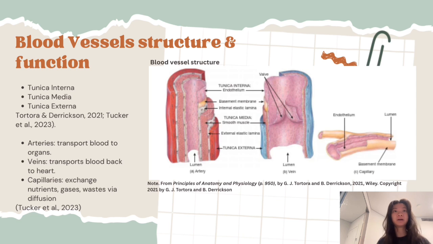And then we have the tunica media. It's a smooth muscle and elastic connective tissue to regulate the diameter of the blood vessel. And then the tunica externa, which is a connective tissue that provides structure and shape for the blood vessel.